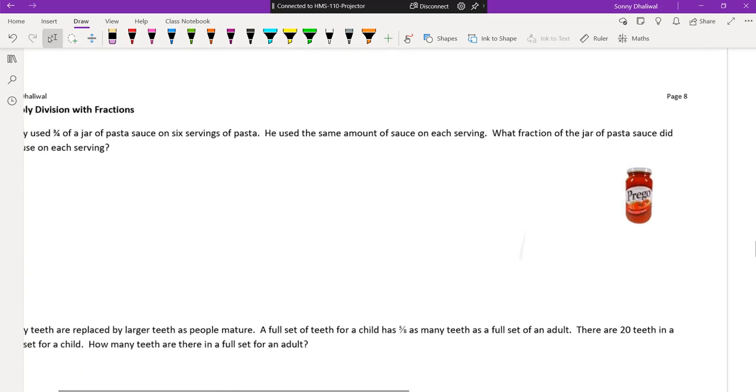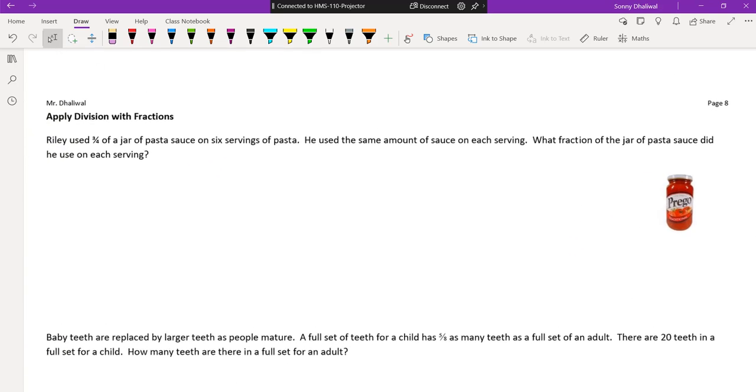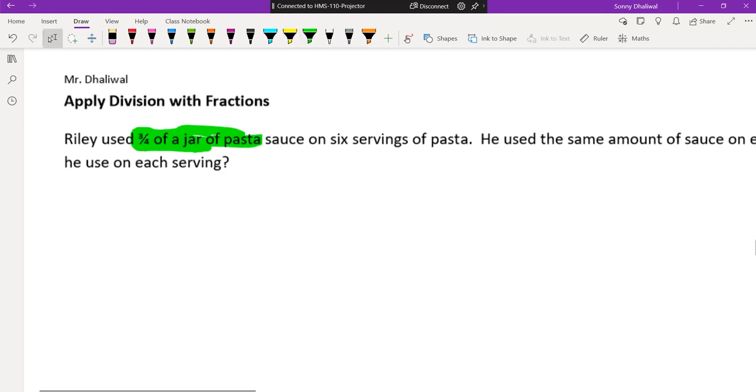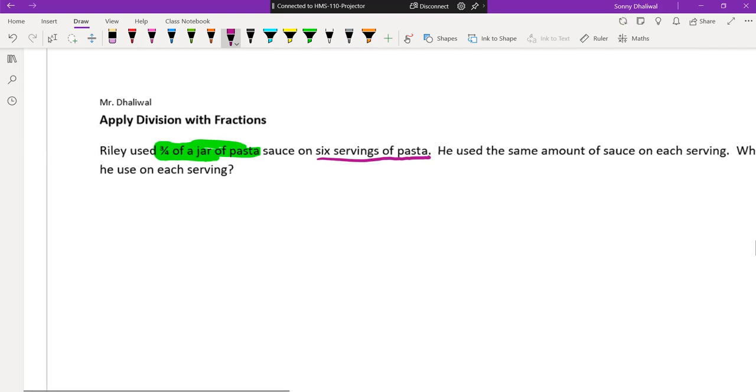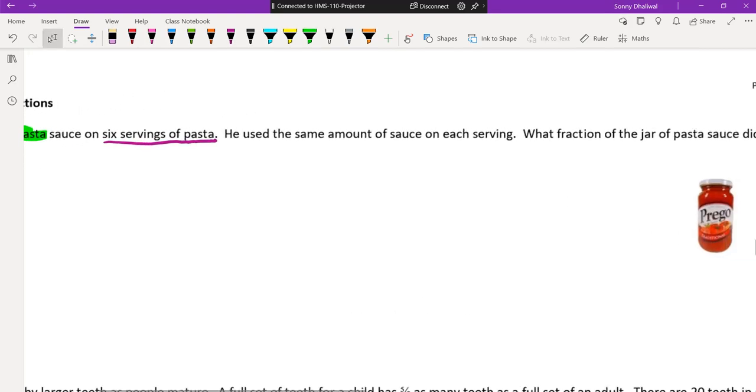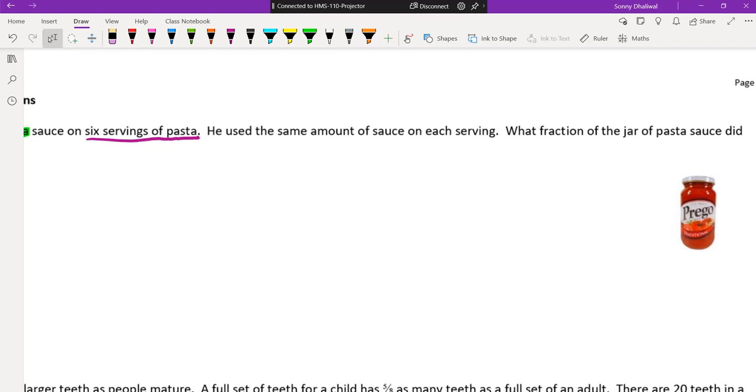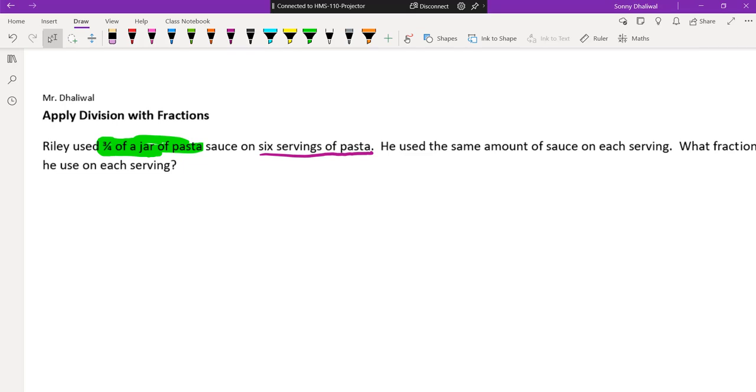Okay. Word problem, and we will just do the first one, and we'll leave the second one off for today. Okay. So the question goes: Riley used 3/4 of a jar of pasta sauce to make 6 servings of pasta. Whenever I see a number, I start highlighting it because you know you're going to be using it later on. He used the same amount of sauce in each serving. What fraction of the jar of pasta sauce did he use for each serving?